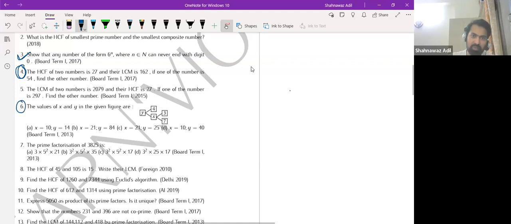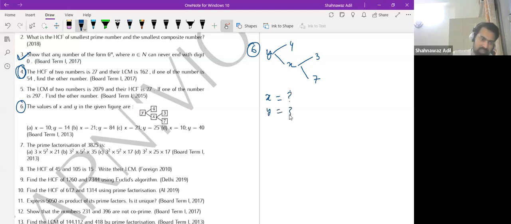Now let us do this sixth problem. Find the values of x and y in the given figure. This is y, and the factors of y are 4 and x. The factors of x are 3 and 7. What is x and what is y? Sir, I got x as 21 and y as 84. Same, sir. Okay, so Aisha got 21 and 84.